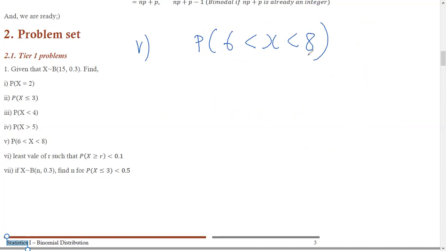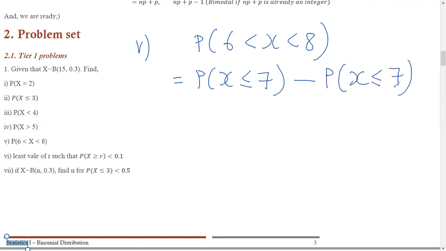Okay, so how do we actually break it down? We can analyze this inequality. A simple way to put it is I can rewrite it into P(X ≤ 7) minus away P, in this case, X ≤ 7. Actually, this question here doesn't make sense. This is not a very good question.